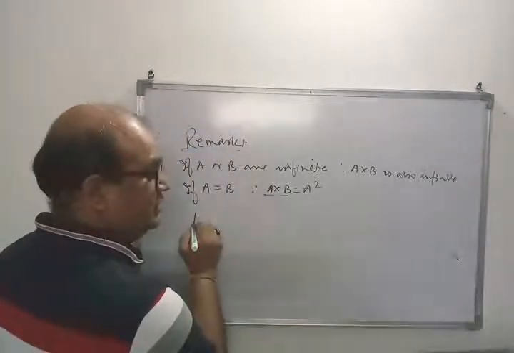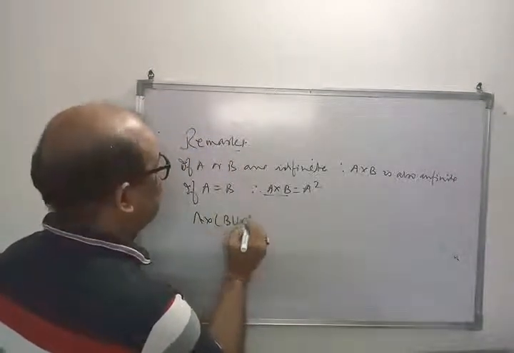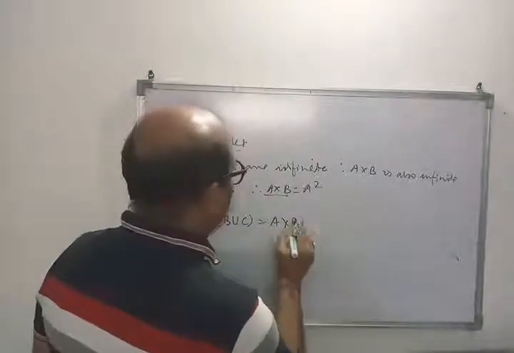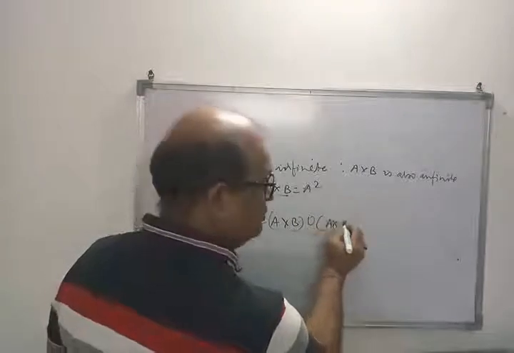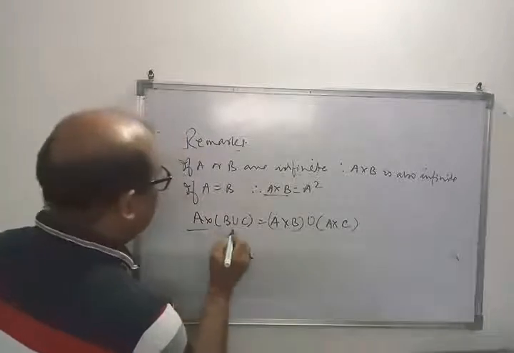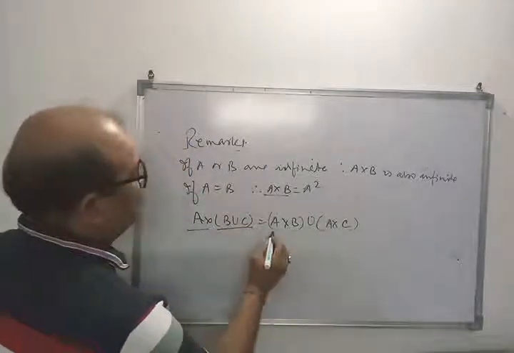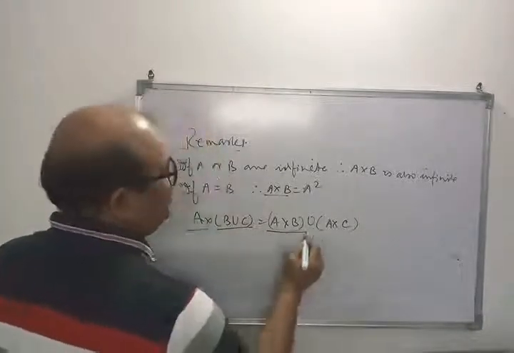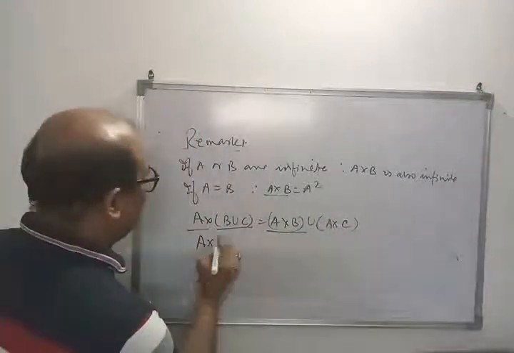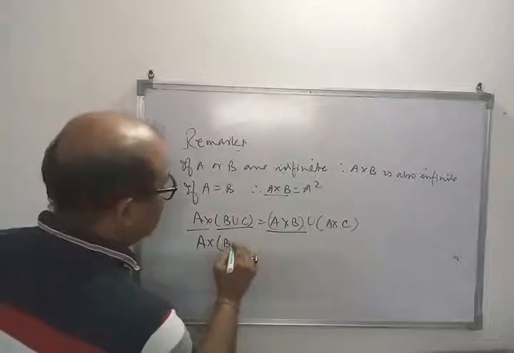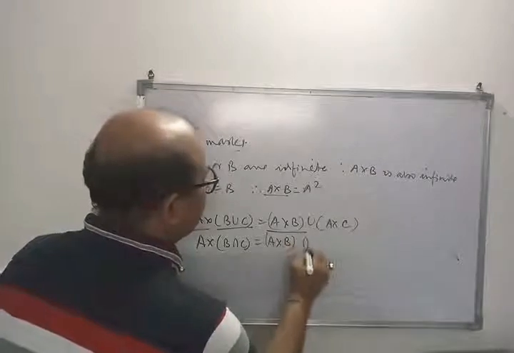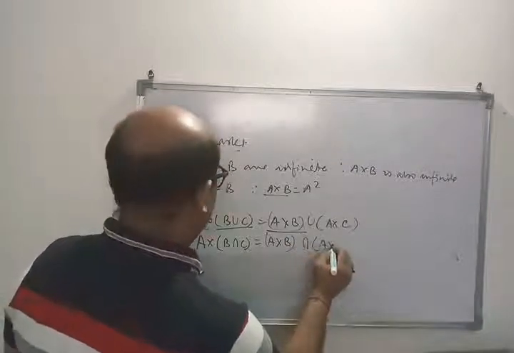Now the distributive property: A cross (B union C) equals (A cross B) union (A cross C), that is, the Cartesian product of A with B union C equals the Cartesian product of A and B union the Cartesian product of A and C. Similarly, the Cartesian product of A with B intersection C equals the Cartesian product of A and B intersection the Cartesian product of A and C.